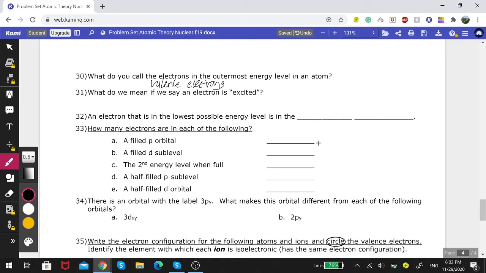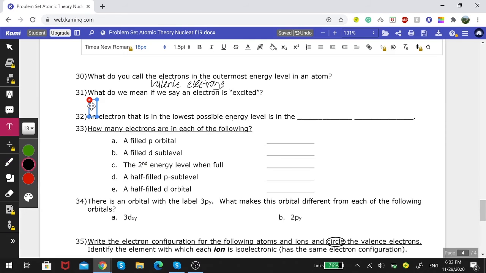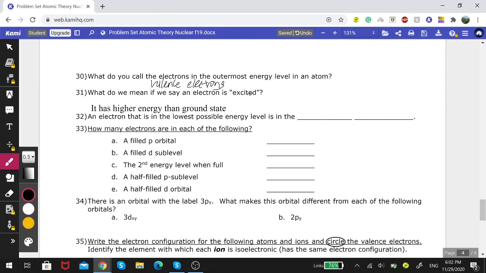What do you mean when an electron is excited? An excited electron is basically when it has higher energy than the ground state. An electron at the lowest possible energy level is in the ground state.